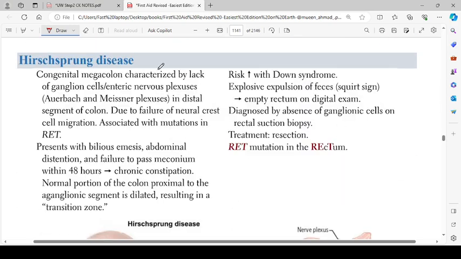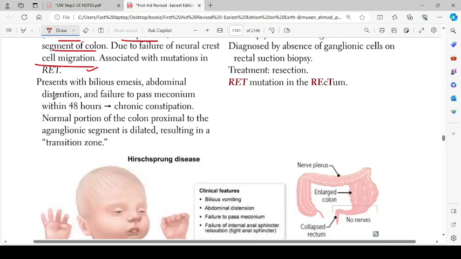So, Hirschsprung disease, a disease that is characteristically found in people with Down syndrome. It is congenital megacolon characterized by the lack of ganglion cells or enteric nervous plexuses, Auerbach or Meissner, in the distal segment of the colon due to the failure of neural crest cell migration. We have talked about that in detail when we were doing the embryology. It is associated with a mutation in the RET gene.